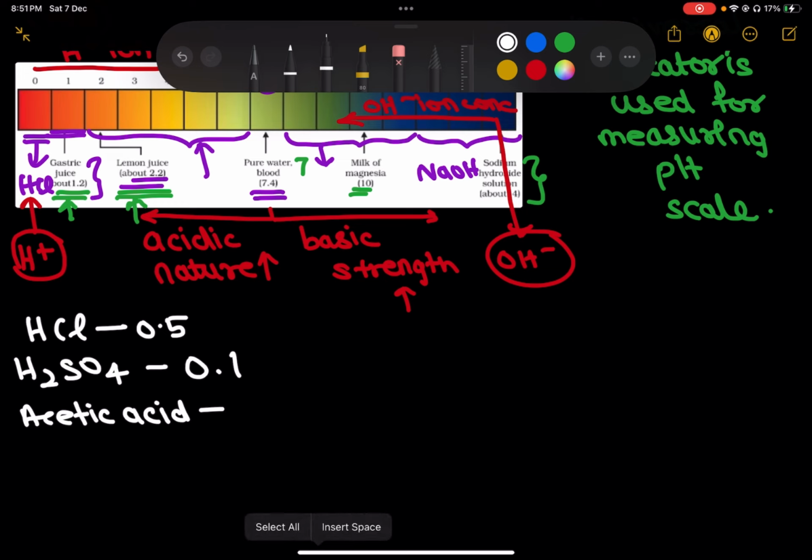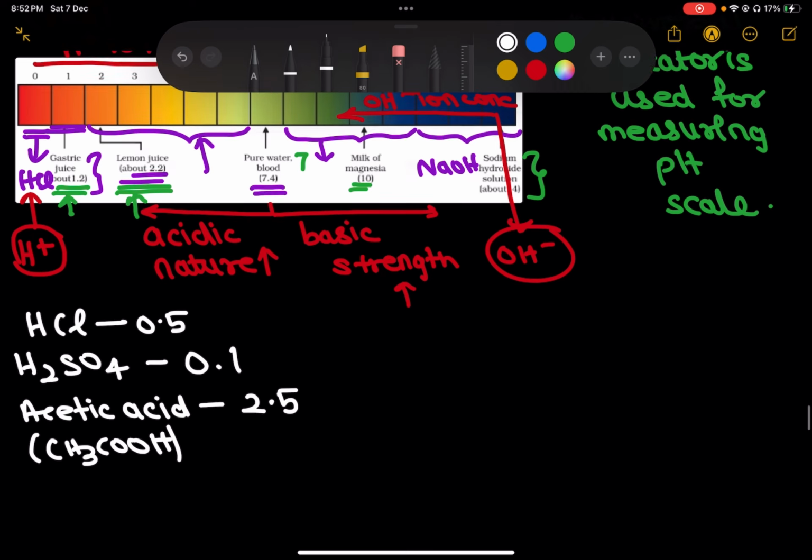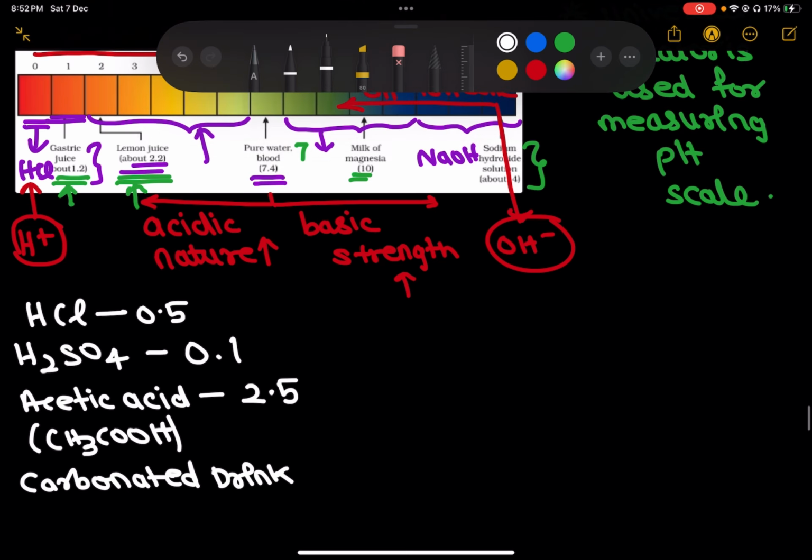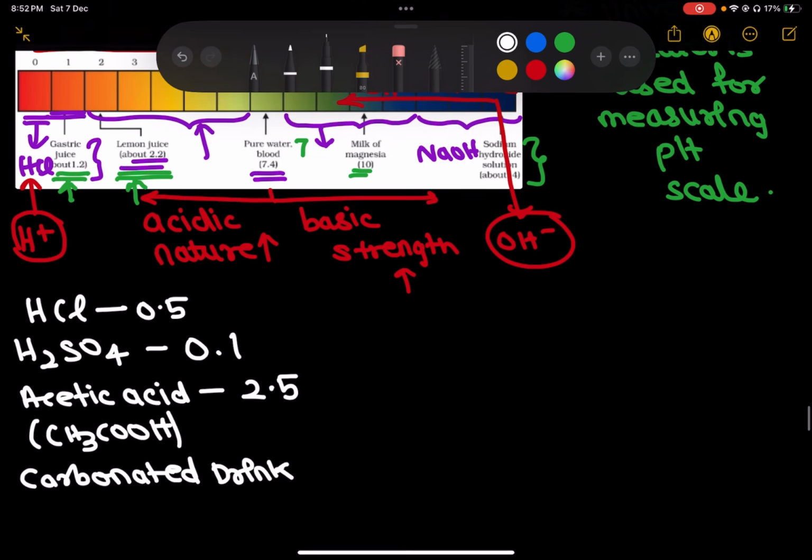Acetic acid, it is about 2.5 approximately. Okay, I'm giving you approximate. This is CH3COOH, ethanoic acid or vinegar, whichever one you want to call it. The carbonated beverages which are present, right? Carbonated, so soda, like soda water, basically Sprite or Coke or whatever you drink. So carbonated drinks, they are acidic. They are about 2.53. Okay, so they are mildly acidic, and we still drink it.